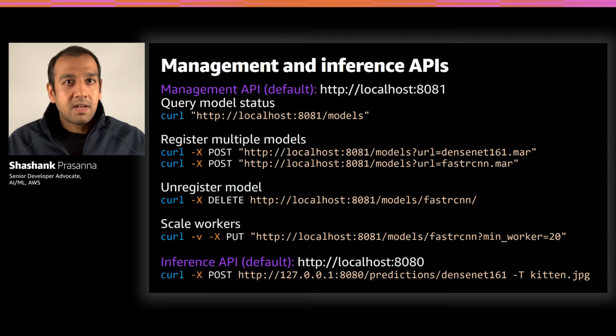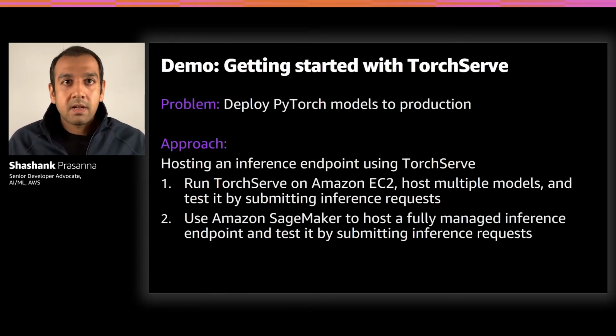With that, let's take a look at a quick demo. Here's what I'll cover in a demo. First, we'll take a look at launching up a TorchServe server using a Docker container on an Amazon EC2 instance. We'll go through all the different APIs. We'll see how it works, how you can make requests, how you can register models, unregister models, scale models, and so on.